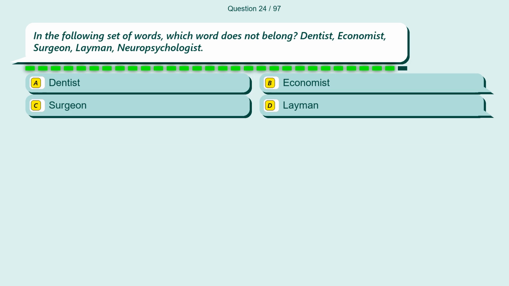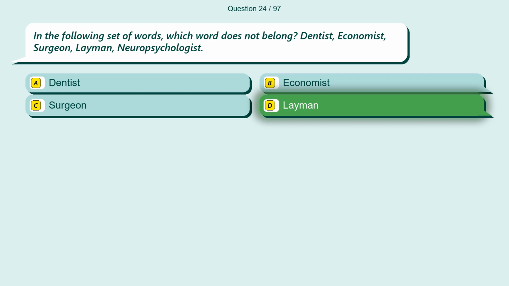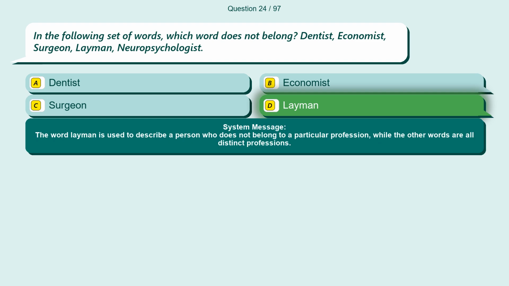Question 24. In the following set of words, which word does not belong? Dentist, economist, surgeon, layman, neuropsychologist. Option A, dentist. Option B, economist. Option C, surgeon. Option D, layman. The correct answer is option D, layman. The word layman is used to describe a person who does not belong to a particular profession, while the other words are all distinct professions.